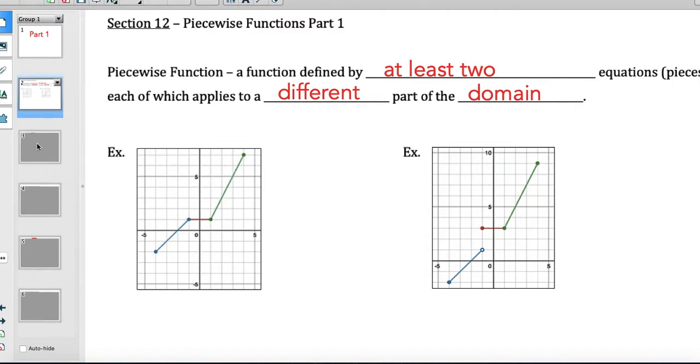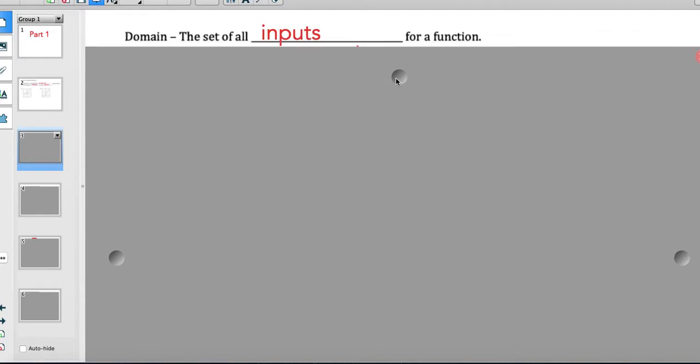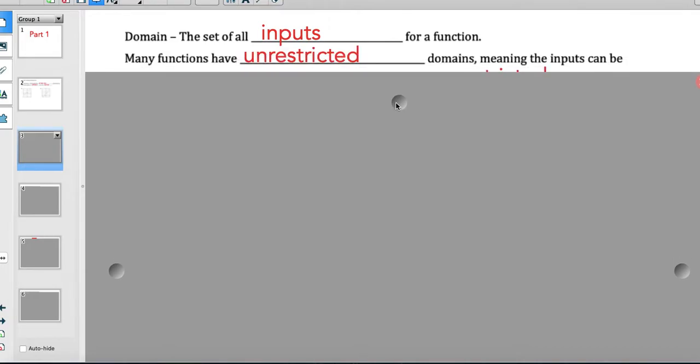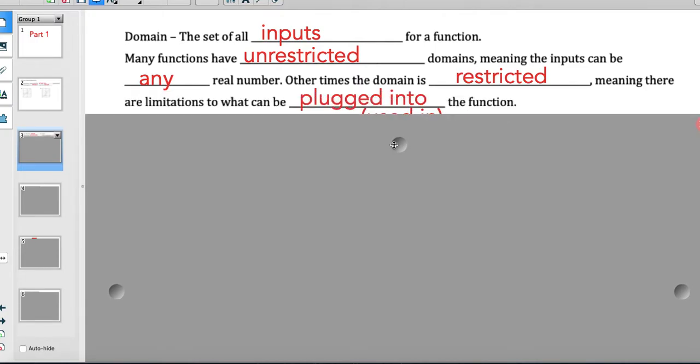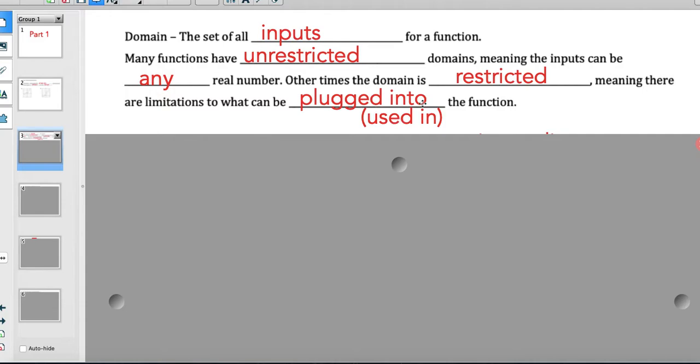Each of these equations of piecewise functions has a domain and range. First of all, domain is the set of all inputs for a function. Many functions have unrestricted domains, meaning the inputs can be any real number. Other times the domain is restricted, meaning there are limitations to what can be plugged into the function or used in the function. So again, domain is what we put in. On the graph, this would be controlling the left and right boundaries for what we're graphing.